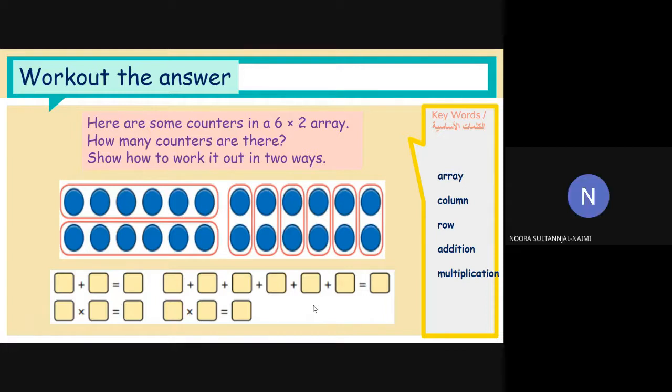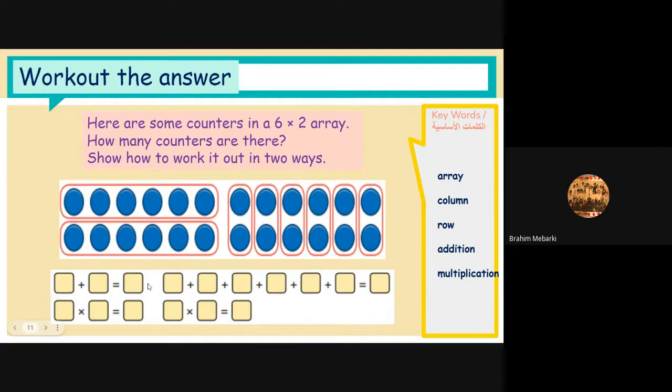Can you see? Wait. Could you please wait for your friends? Could you please give them some time? Okay. Give them some time. Where have you been? I was explaining the question.